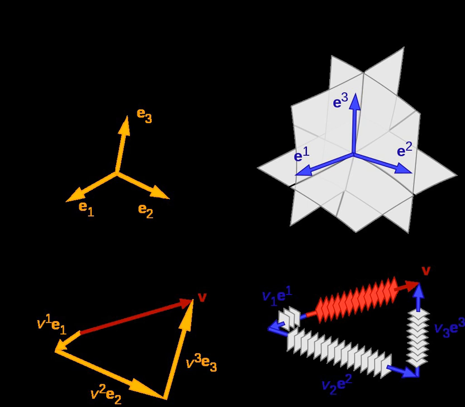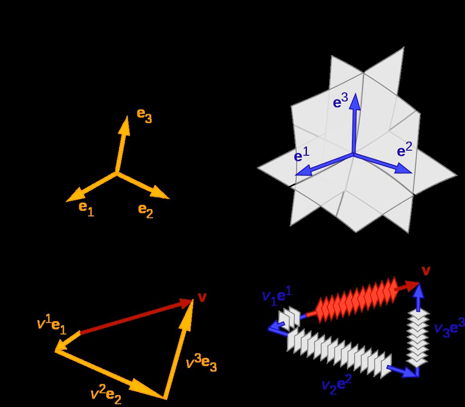Then the contravariant components of any vector v can be obtained by the dot product of v with the dual basis vectors: v^1 = v · e^1, v^2 = v · e^2, v^3 = v · e^3.